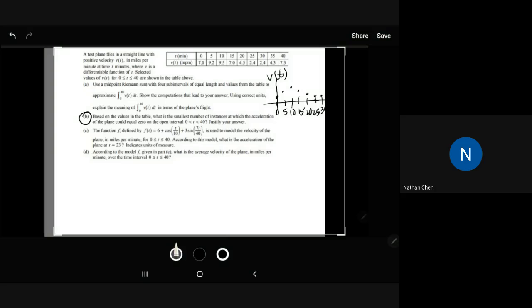Okay. So it says, based on the values in the table, what is the smallest number of instances at which the acceleration of the plane could equal 0 on the open interval? Now, when I look at this specific graph, it's not a graph of A. They're asking me about A, but they're giving me a V graph. That makes me feel like mean value theorem, if this problem even makes me think of a theorem. If I was graphing A points and they asked me about A, then I might be thinking intermediate value theorem. And then I have to trap the K.